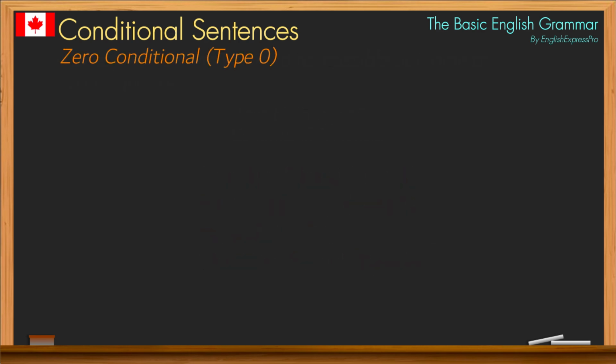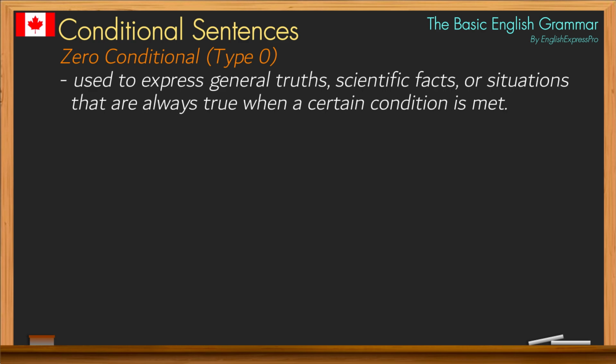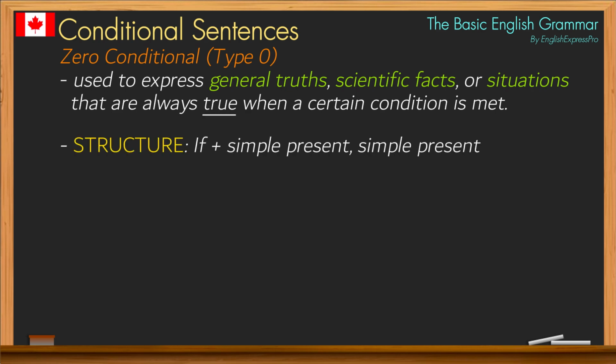Type 0 conditional sentences are used to express general truths, scientific facts, or situations that are always true when a certain condition is met. The structure typically involves the simple present tense in both the if clause and the main clause.